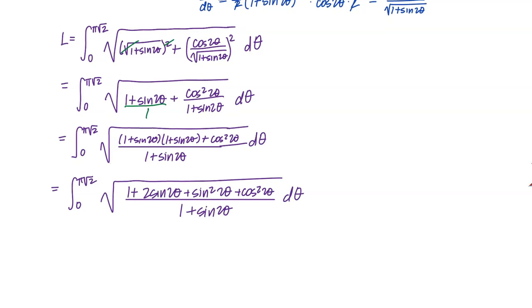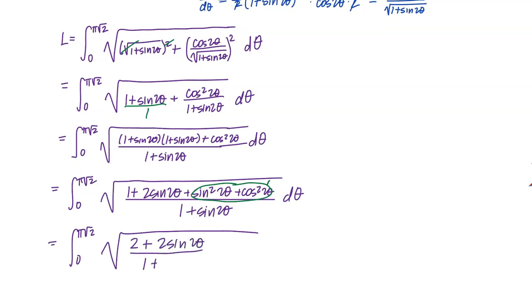We have an identity in there. We have sine squared 2 theta plus cosine squared 2 theta. That is 1. That's the Pythagorean identity there. So this portion here is just 1. And so 1 plus this 1 in the front is 2. So our next line is going to be the square root of 2 plus 2 sine 2 theta over 1 plus sine 2 theta. Nice things are starting to happen, or will happen shortly.